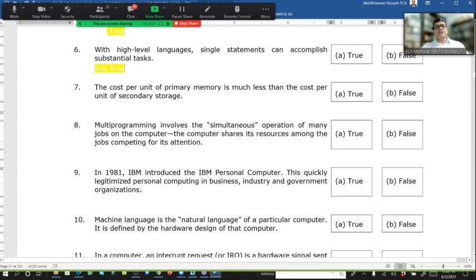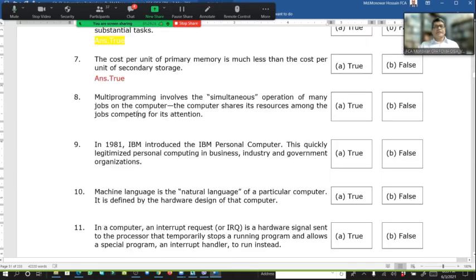The cost per unit of primary memory is much less than the cost per unit of secondary memory. So what would be the answer? False, sir. Secondary memory we are purchasing and adding with our device also. So we should also justify the answer.